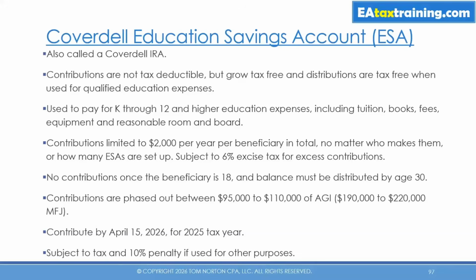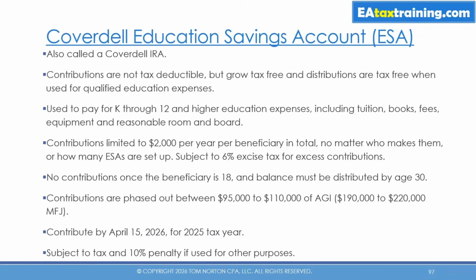So if you've got multiple people contributing, it can be easy to go over the $2,000 per year maximum by accident. So it's important, as soon as you find out that there has been too much put into one of these Coverdell IRAs, that you get that money out as soon as possible. Otherwise, it is going to be subject to this 6% excise tax every year until those excess contributions are withdrawn. And then no contributions can be made once the beneficiary is 18, and the balance of the account must be distributed in total by the age of 30.